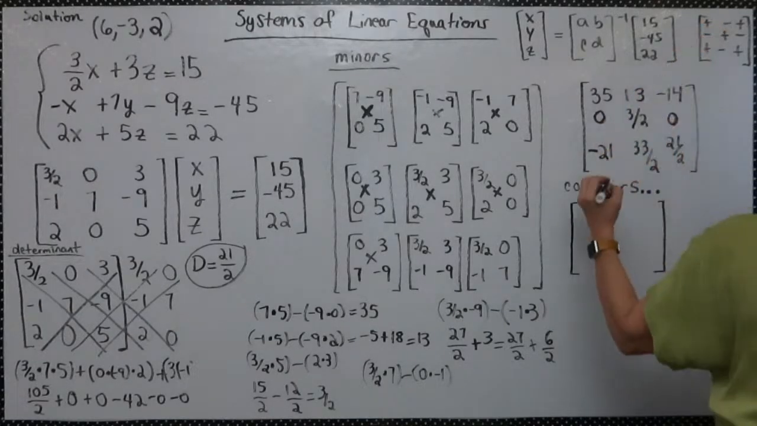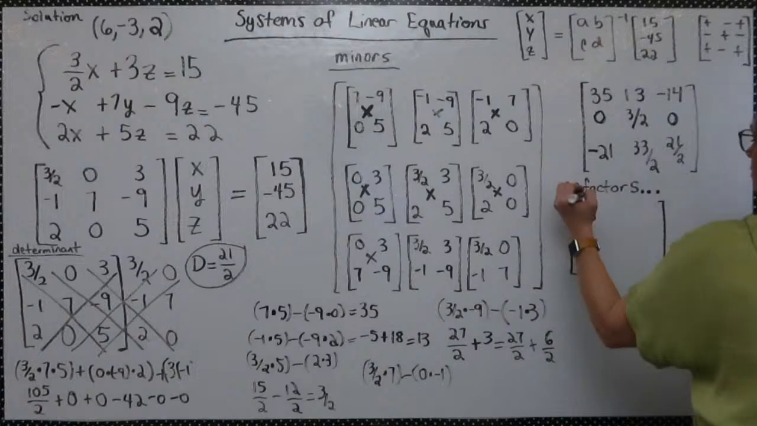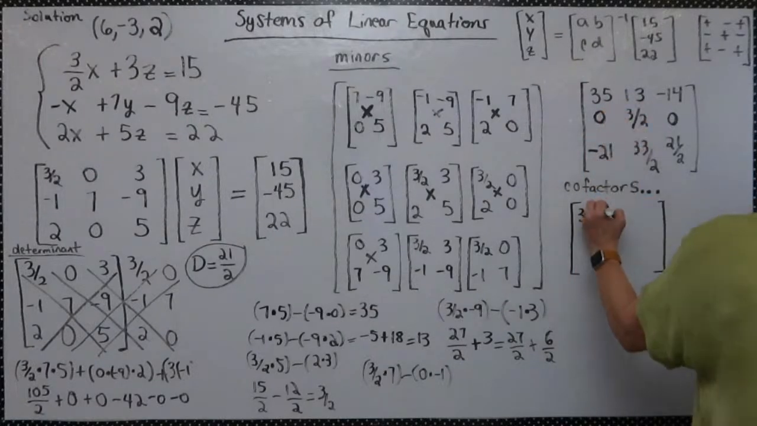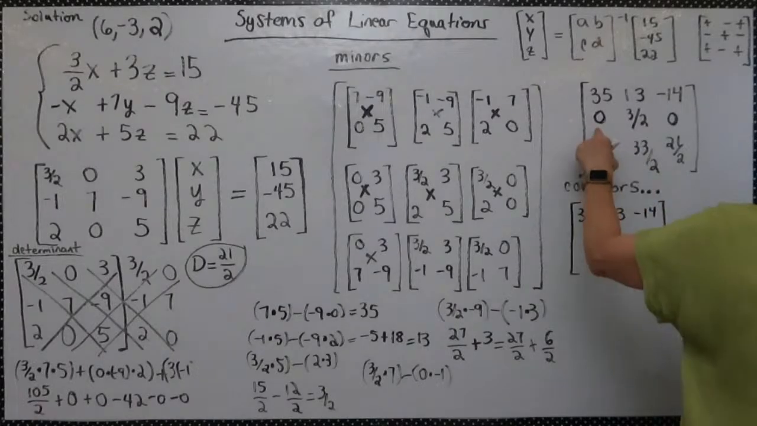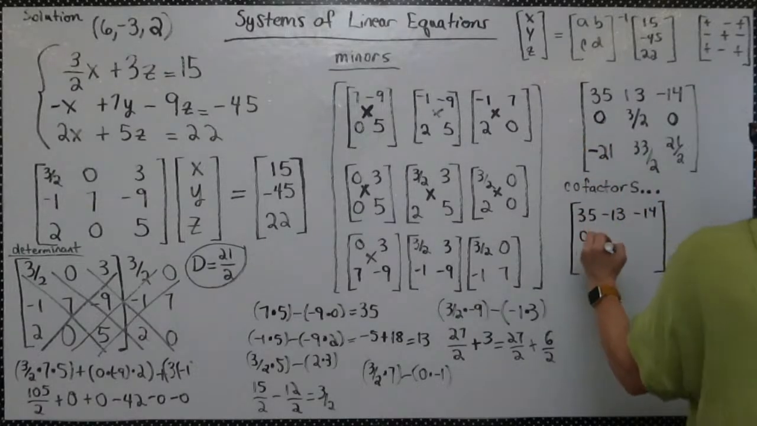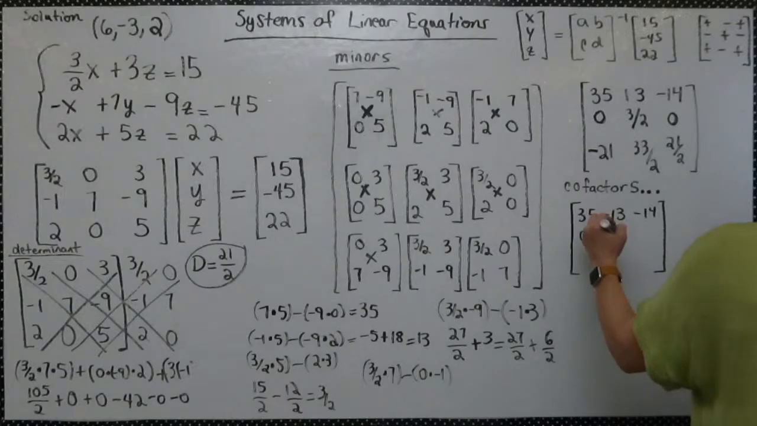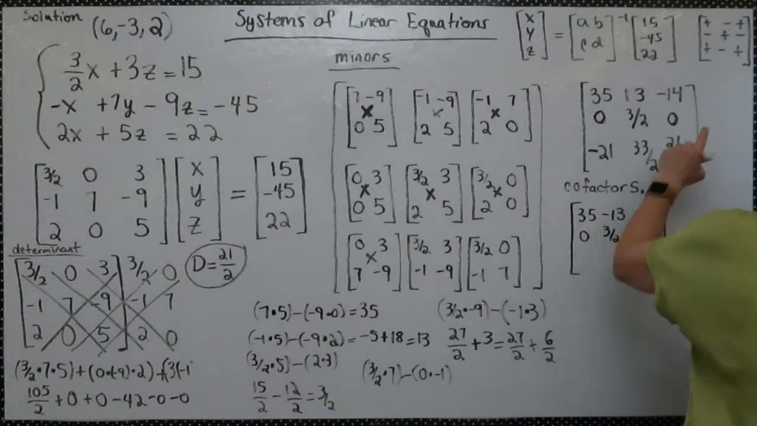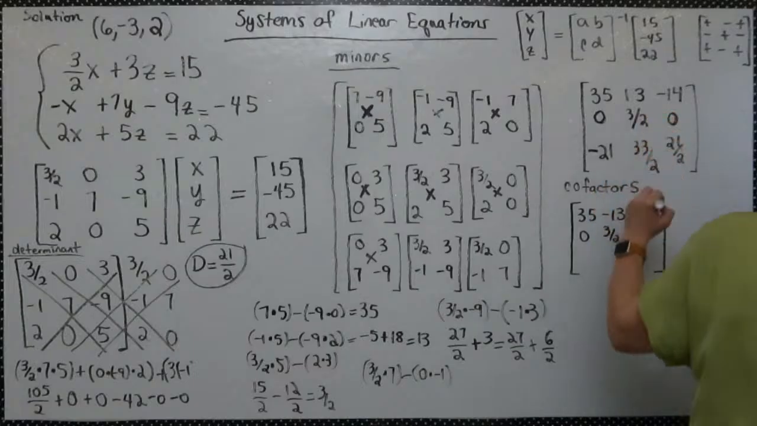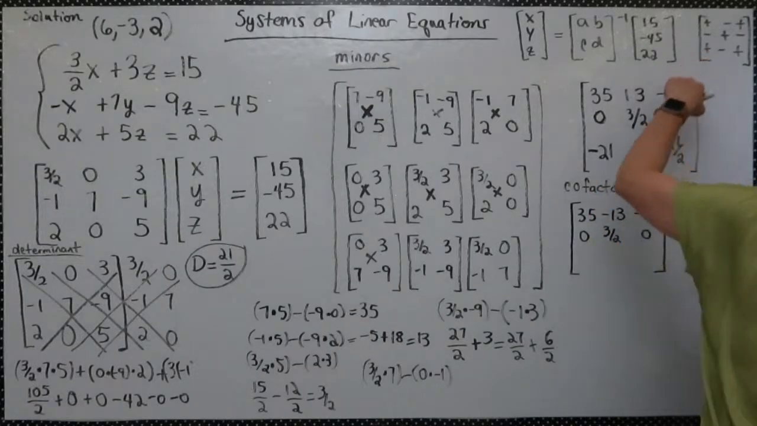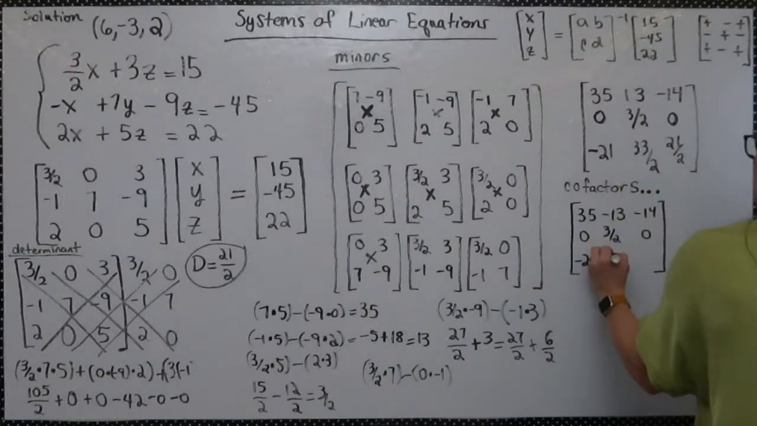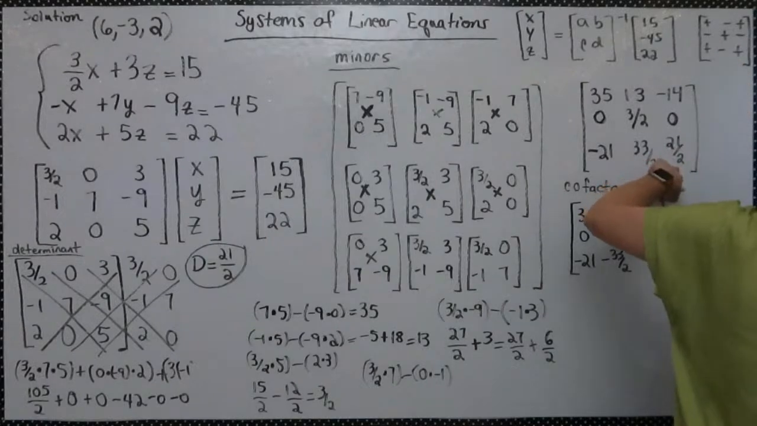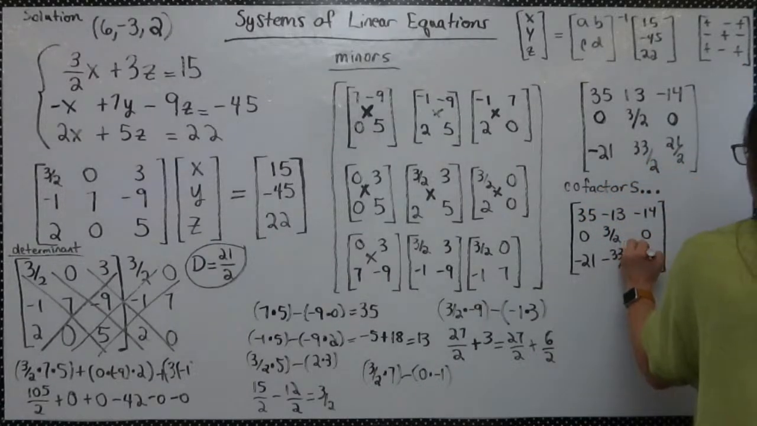35 is already positive, so it's going to stay positive. 13 is positive, so it's going to become negative. 14 is still negative. 0 is neither positive or negative. 3 halves is going to stay positive. This one here is 0, so it's just going to be 0. Minus is going to stay minus. 33 halves is going to become negative. And positive 1 is still positive. It's going to be 21 halves.